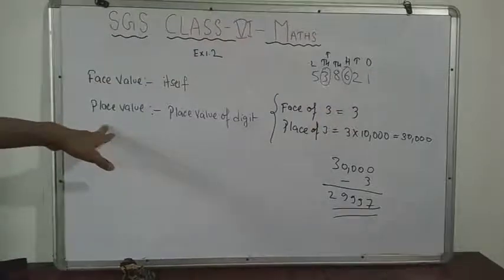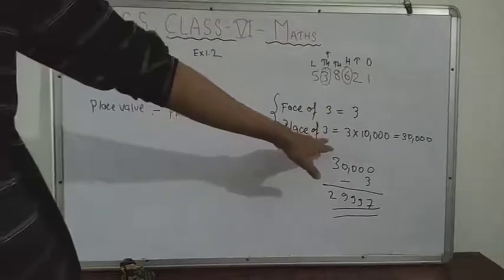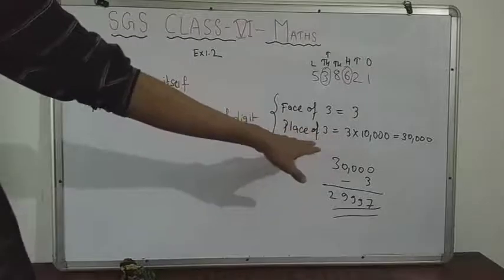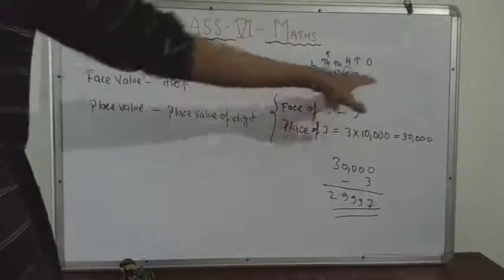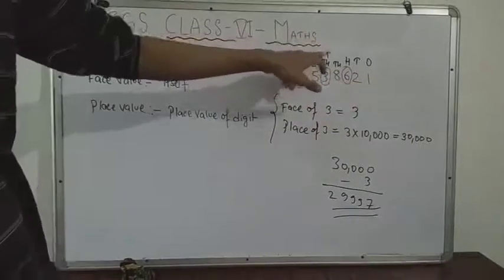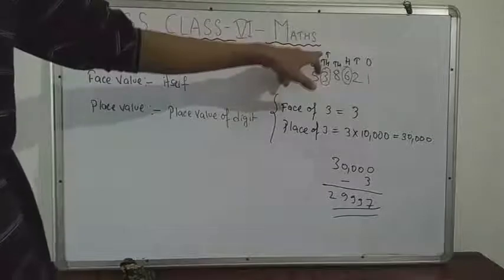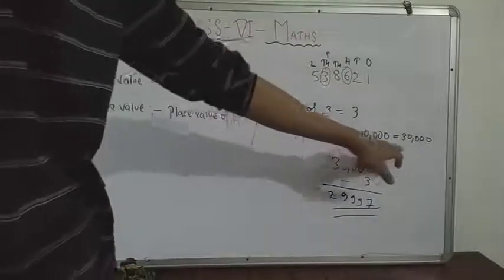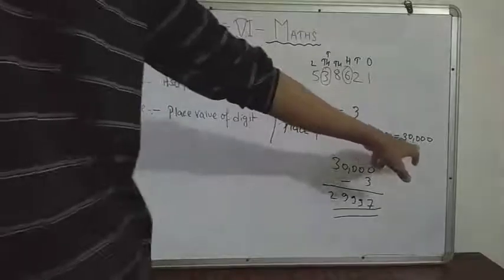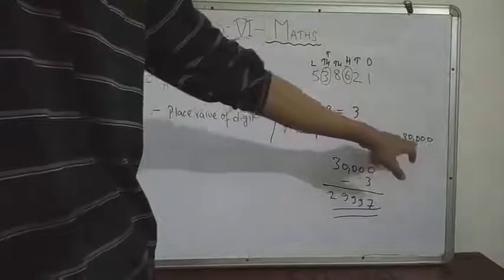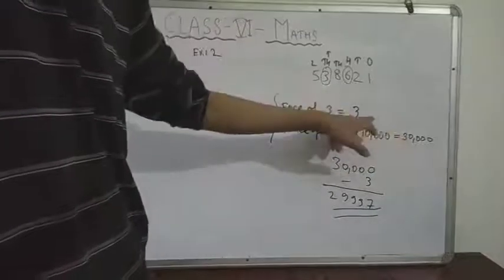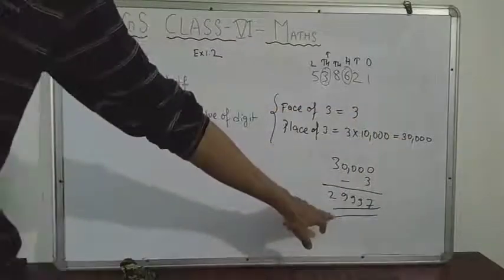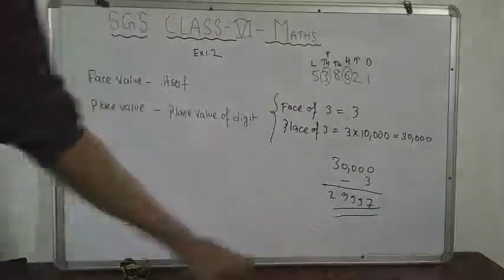Whereas when we find the place value of 3, we have to see in which place the digit 3 comes. In this case, 3 comes under the place of 10,000. So we multiply the digit with its place value, that is 10,000, and we get the answer. Then we subtract the face value of 3 from it. That is the desired answer of the required solution.